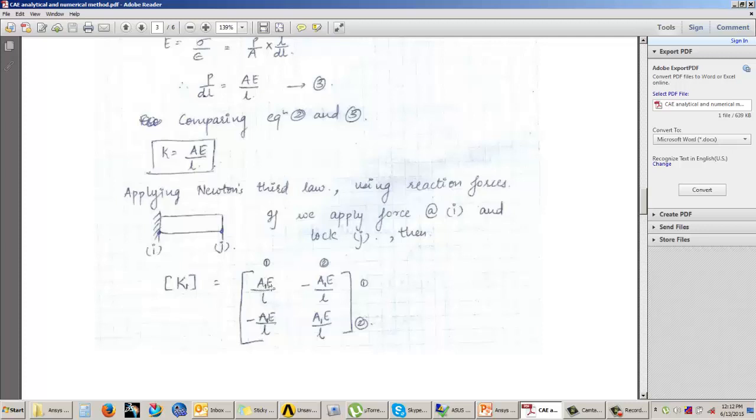It becomes A1E upon L. The reaction for this is minus A1E upon L. Similarly, minus A1E upon L and A1E upon L. We are getting this by Newton's third law. Every action has an equal and opposite reaction. Due to this, we are writing this equation.